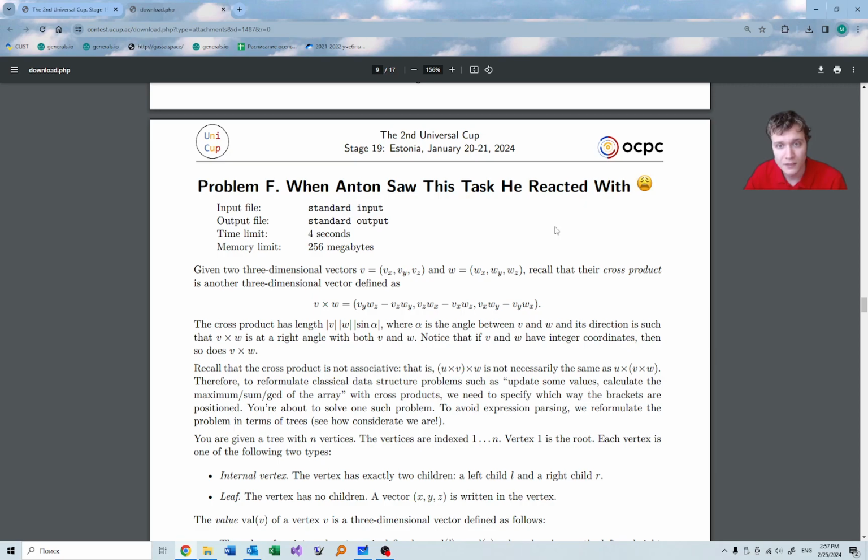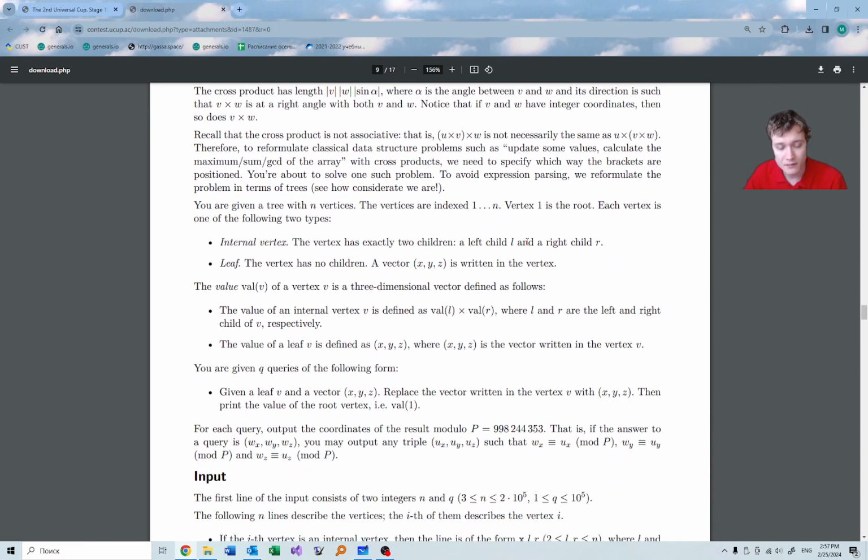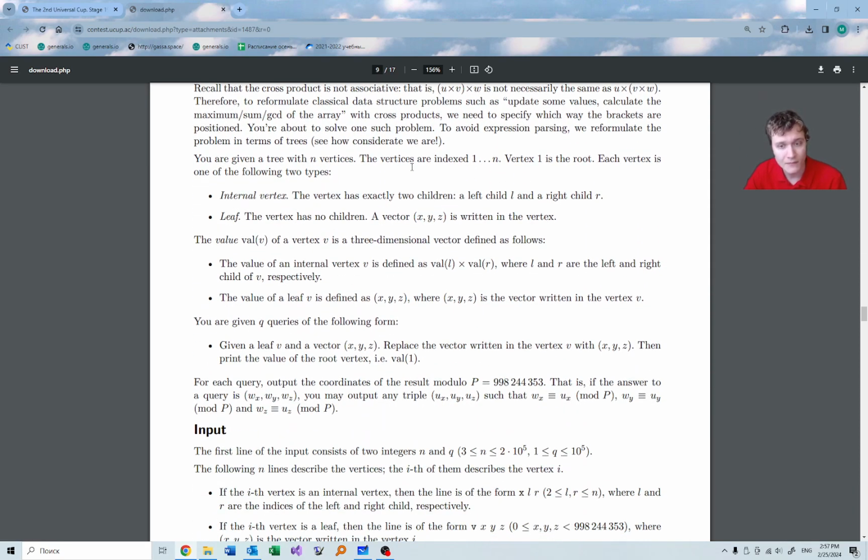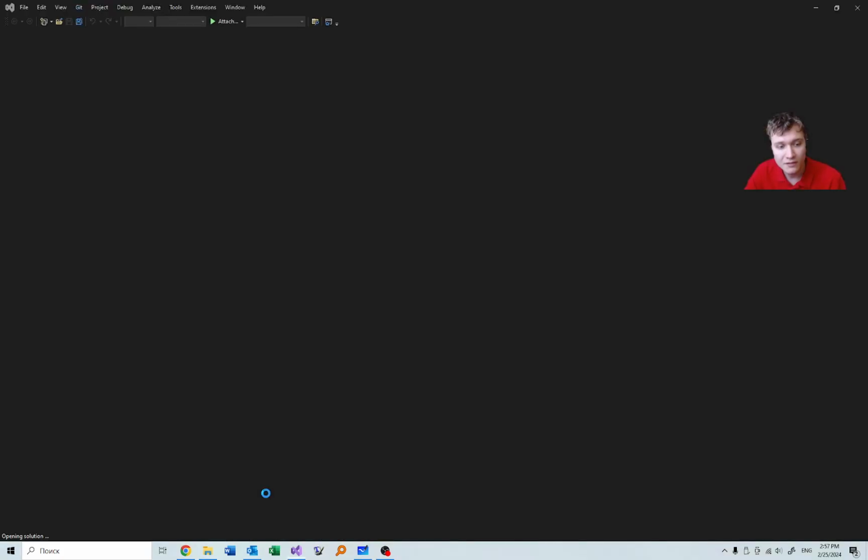Well, so in this problem, we need to write heavy light decomposition and a segment tree on matrices. So there are actually two parts of the solution which we need to implement.